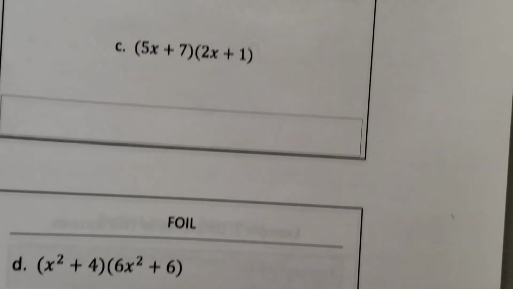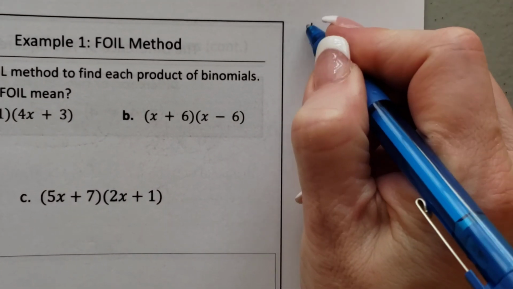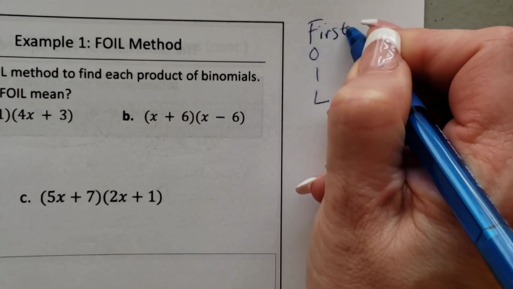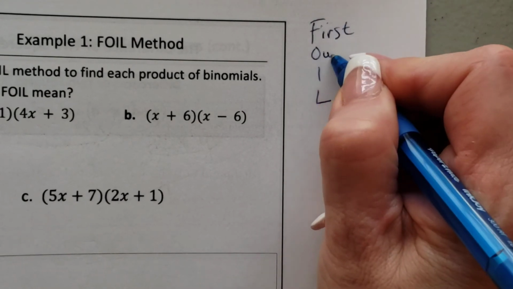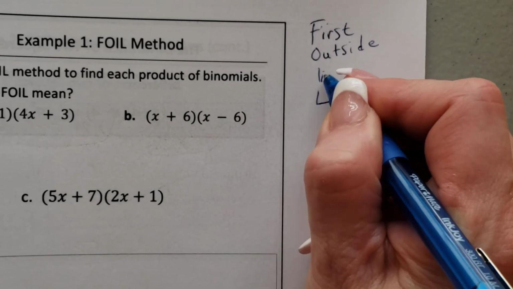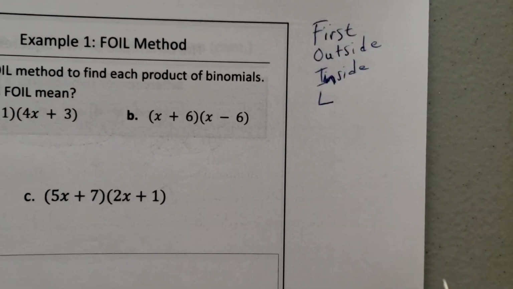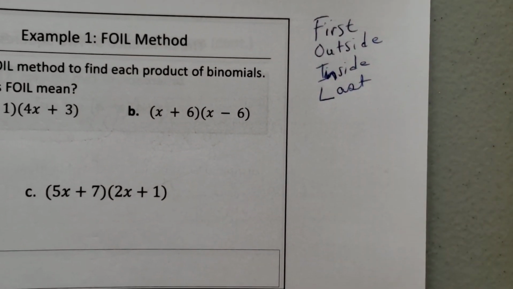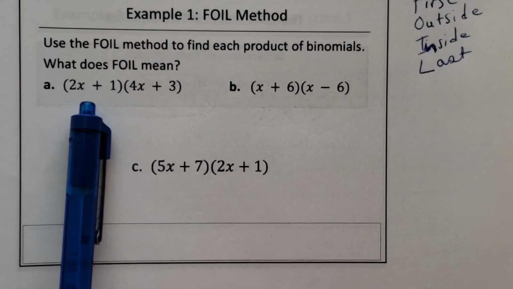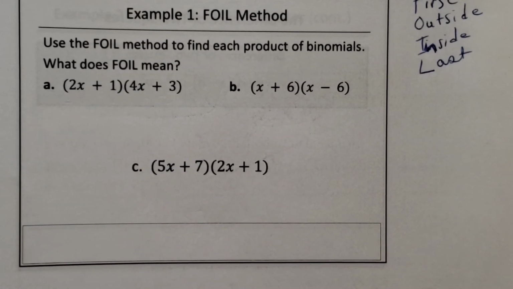All right, so first of all, the first question is, what does FOIL mean? I'm sure somebody remembers FOIL from high school. The F means you're going to multiply the first 2 terms. The O means you're going to multiply the outside terms. The I means you're going to multiply the inside terms. And then the L means you're going to multiply the last terms. When you use FOIL, that's always when you're multiplying a binomial times a binomial. You have 2 terms times 2 terms. So you're going to always think of FOIL.